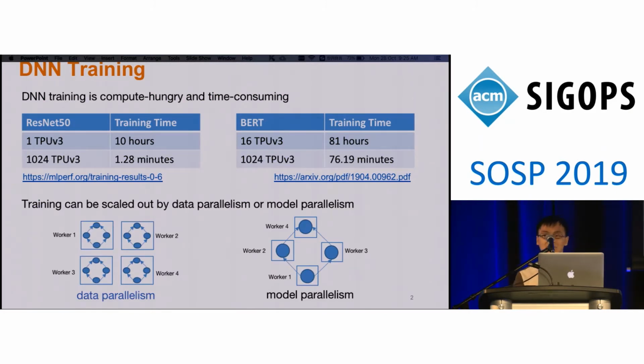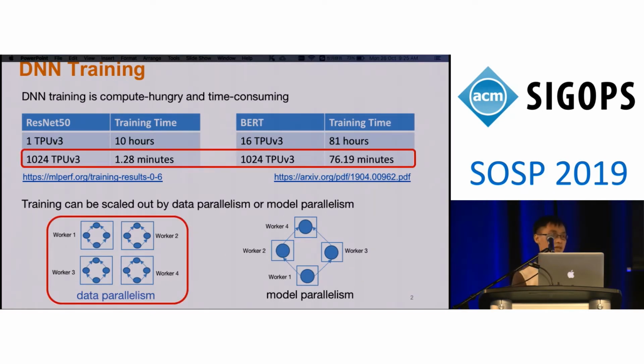Currently, there are two approaches, data parallelism and model parallelism. Data parallelism is the preferred approach in existing machine learning frameworks. And using data parallelism with 1,000 TPUs, we can achieve state-of-the-art training time for ResNet 50 and BERT. In this work, we focus on data parallelism.